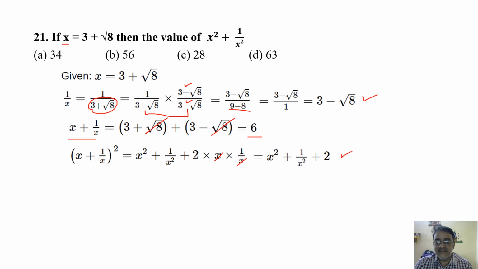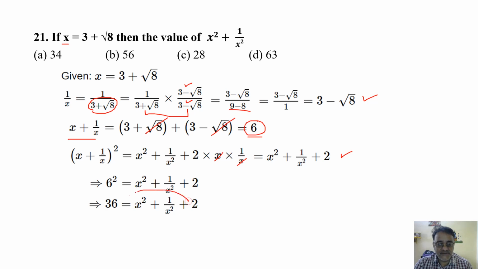Yes. And this is equals to square of 6. This is equals to 36. So plus 2 को इधर shift करो. So it will be minus 2. So x square plus 1 upon x square will be 36 minus 2, that is 34. And the correct option is option A.